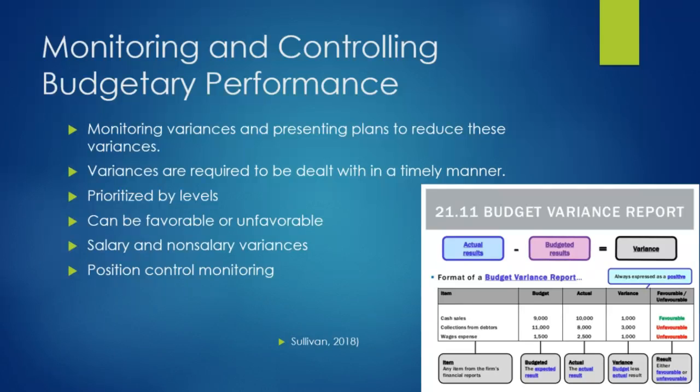Non-salary variances are due to changes in patient volume, supply quantities, patient mix, or prices paid. It also includes new, additional, or more expensive supplies used on the unit for regulation changes or technology changes. And the position control compares the actual numbers of employees and the number of FTEs that were budgeted.